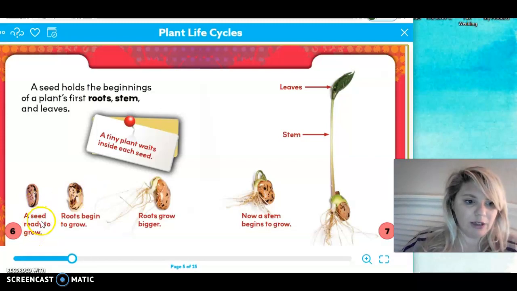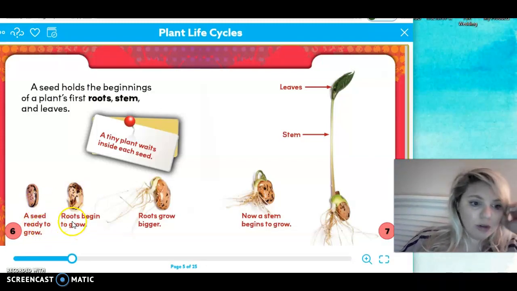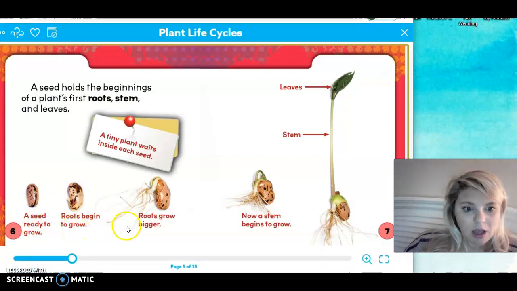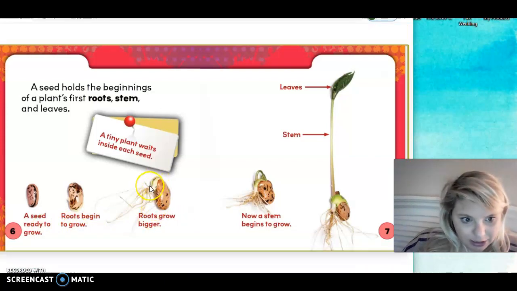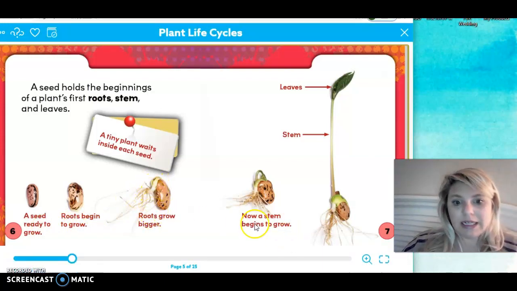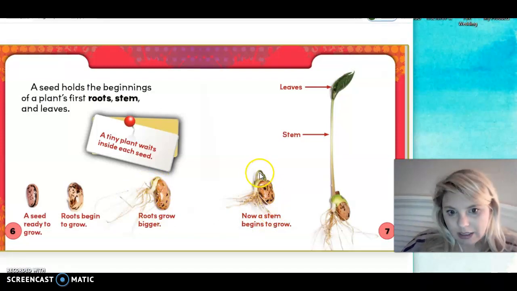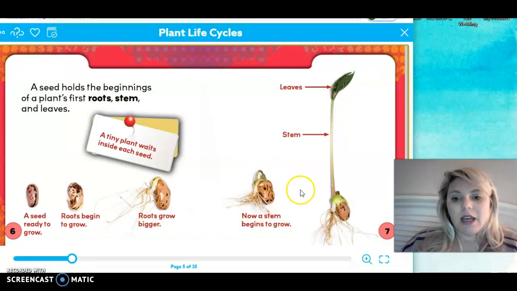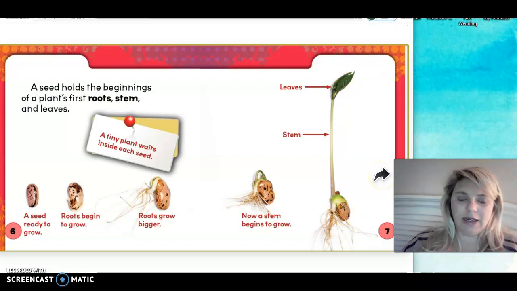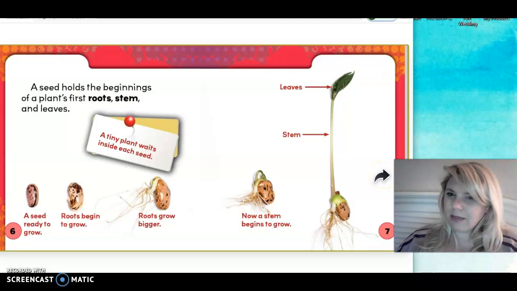So we have a picture with a little caption. Roots begin to grow. Roots grow bigger. You can kind of see the roots right there. They're getting long. Now a stem begins to grow. See right there? And then, look what happens. The stem grew really long, and look, we have leaves. I wonder what kind of plant this is going to grow into. Are you guys wondering the same thing?